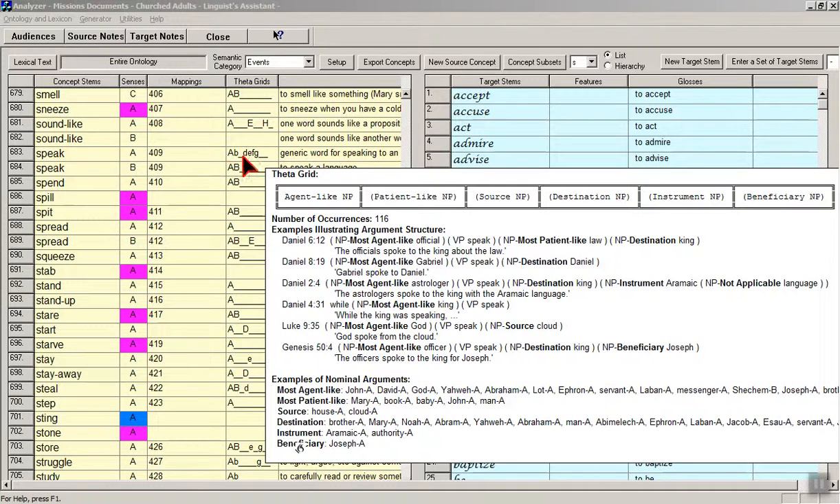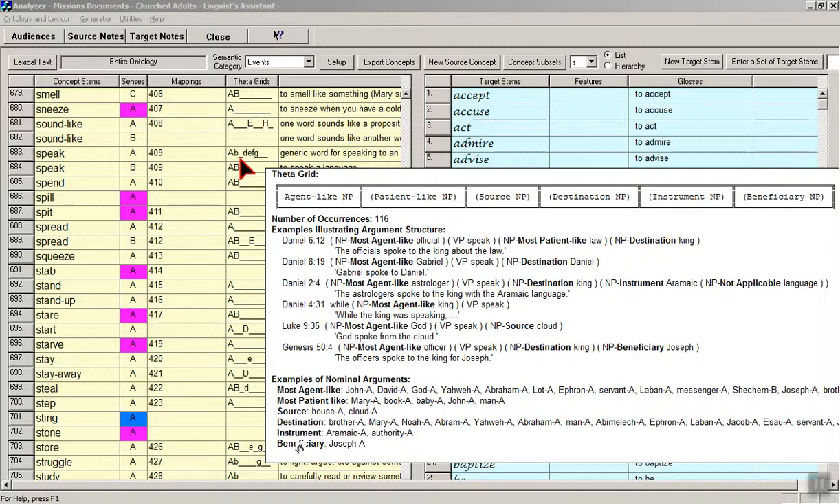If you put the mouse over the fourth column, you see the possible arguments. The agent is mandatory, and then there are optional patient, source, destination, instrument, and beneficiary. So it would be very unusual to have all of those optional arguments in one sentence, but it is possible, as I'll show in a moment. I mentioned earlier that if you get good at it, you can get a lot of information from the letters in the fourth column, labeled theta grids at the top.